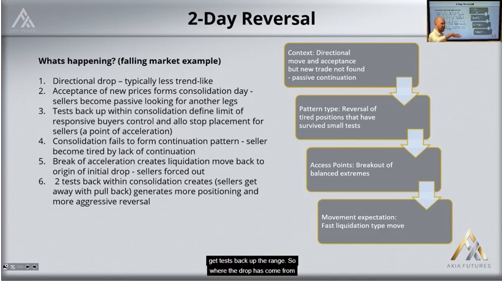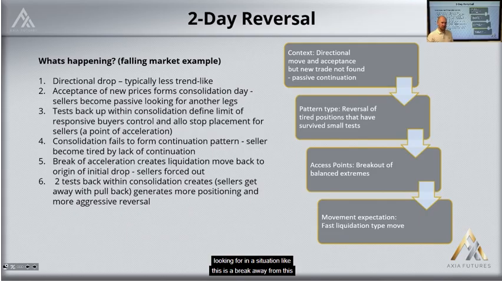And within that, you will get tests back up the range. So where the drop has come from, people will test this back. The market will bid back up. And these create your execution points, because you're now seeing where the limit of buying can take you, and therefore where sellers are likely to place their stops.